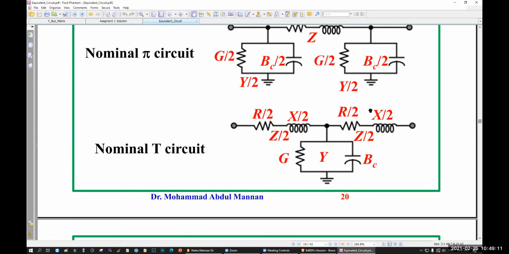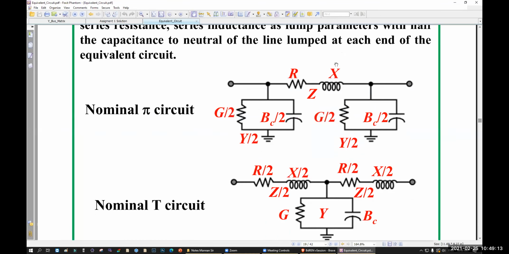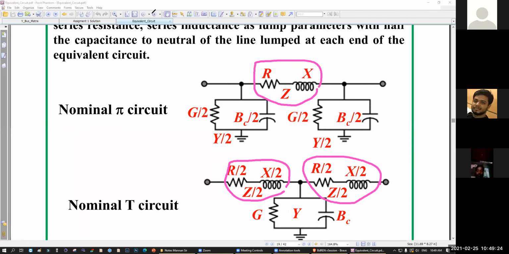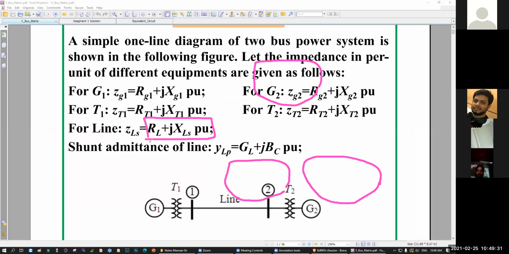This is the transmission line, right? Here, these are R and X. This one is R by 2 and X by 2. This one is R by 2, X by 2. So when you have one R and one X, that is R, that is X. When you have 2R and 2X, this one will be divided by 2, this one will be divided by 2. That's it, a pretty simple thing.